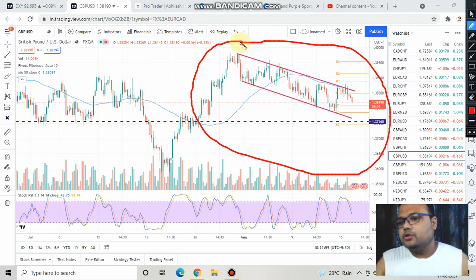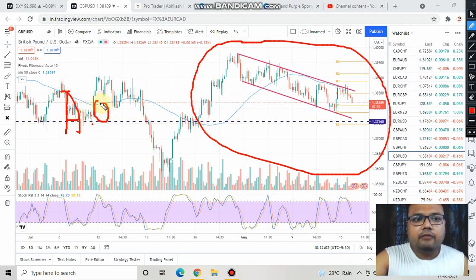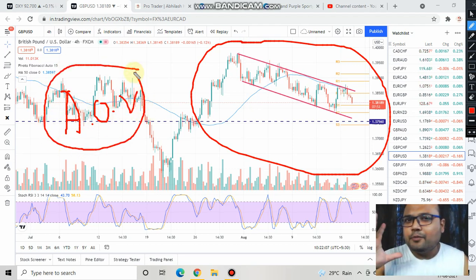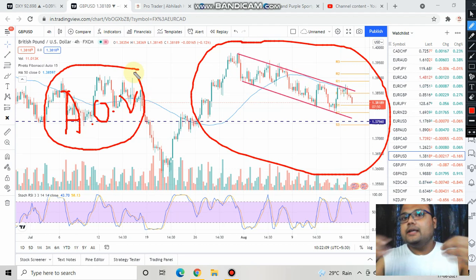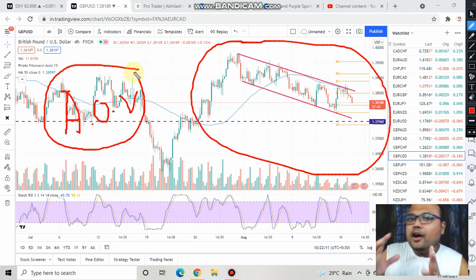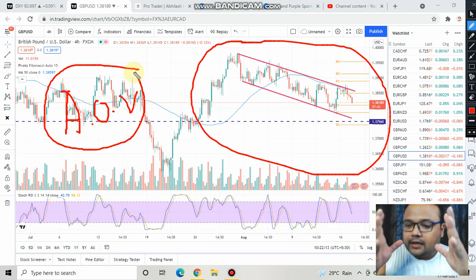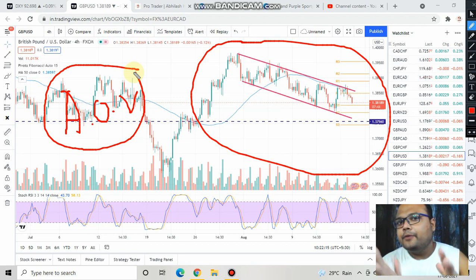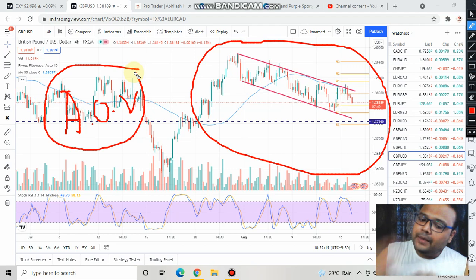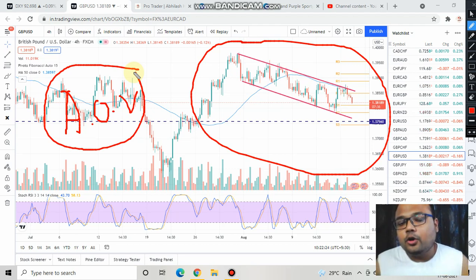Clear? So the next important point that we need to focus on here is area of value. Area of value is nothing but the best trading opportunity or the best trading spot. The area of value or the best buying opportunity in an uptrend market is always near the support, whereas the best shorting opportunity in a downtrend market is always near the resistance.